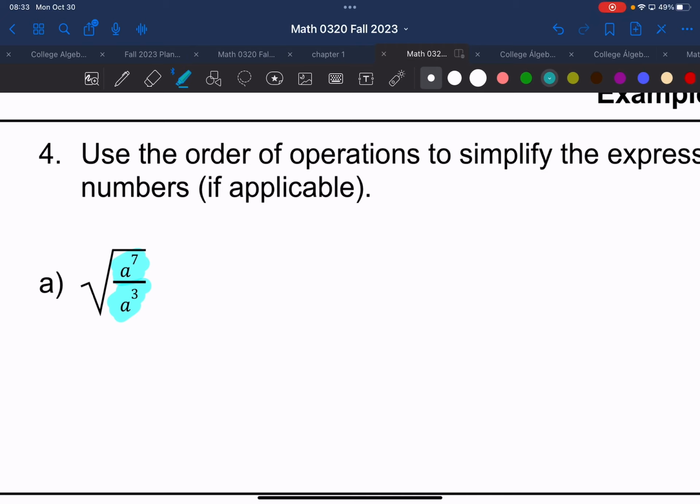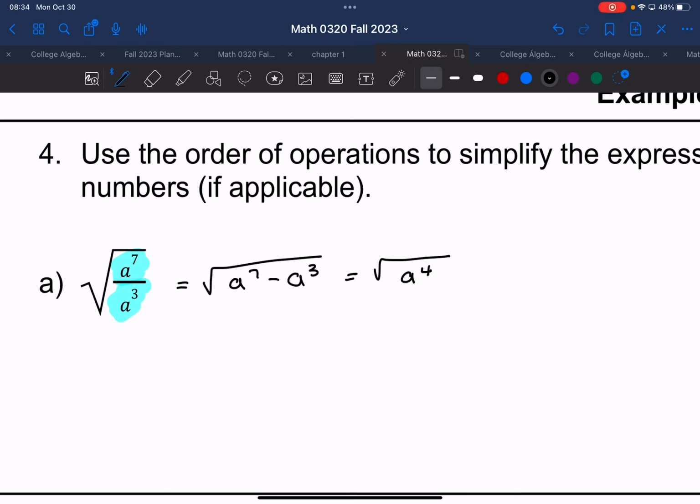What's the property of exponents when we're dividing? What do we do to the exponents? Subtract. So we could rewrite this as the square root of a to the 7th minus a to the 3rd, which simplifies to what? A to the 4th.